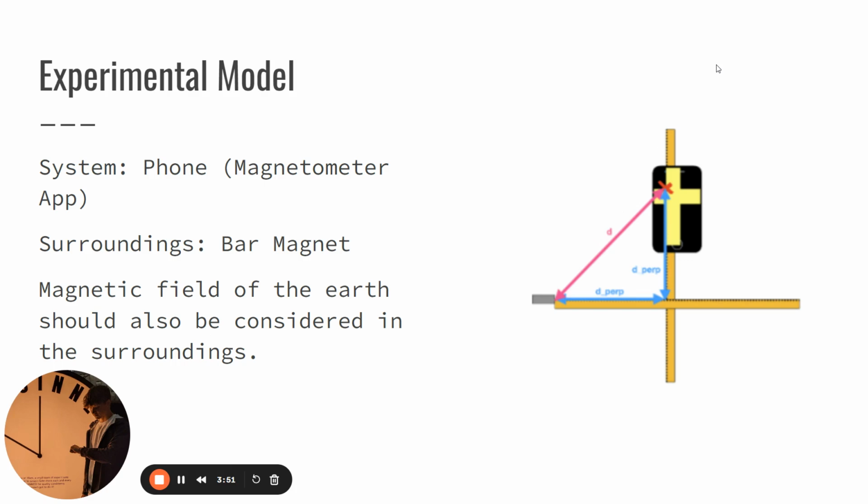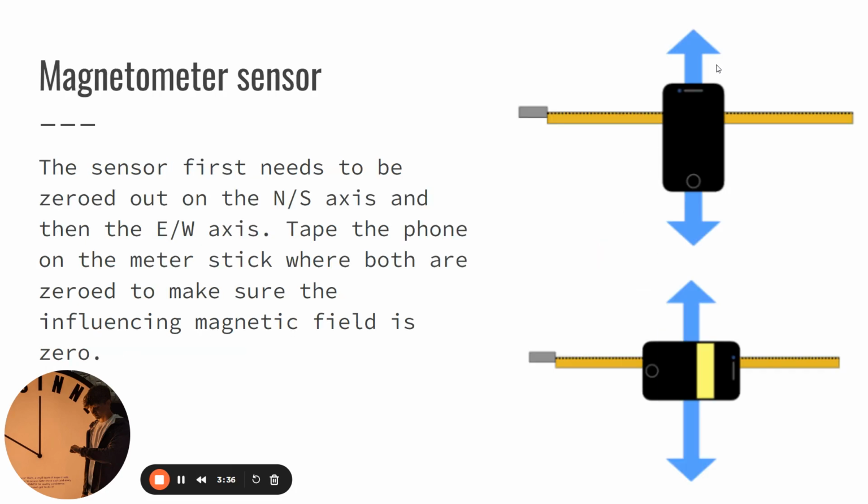For the experimental model, our system was the phone with the magnetometer app. The surroundings were the bar magnet, and the magnetic field of the Earth should also be considered in the surroundings, because the Earth does influence magnetic fields on Earth. So the sensor needs to first be zeroed on the north and south axis and then moved to the east and west axis to make sure that it is properly zeroed out.